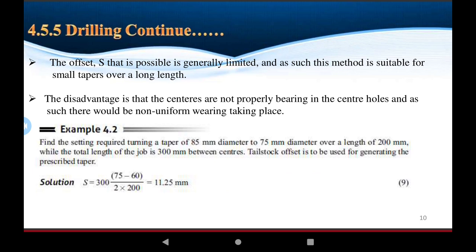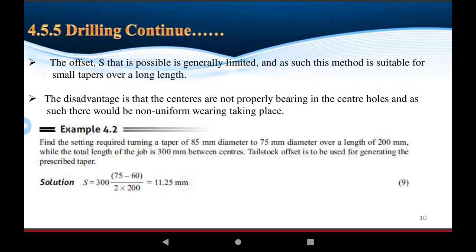Okay, and the offset S is generally limited, and it is suitable for small taper operations, to find out the length and angle. Okay, and the disadvantage is that the center is not properly bored in the center holes, such that non-uniform wear would take place. Okay, I can solve the problem with this formula.